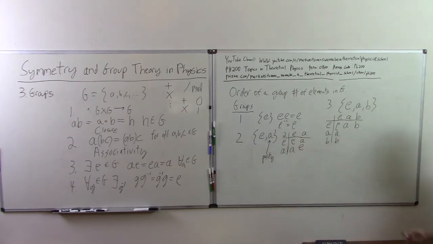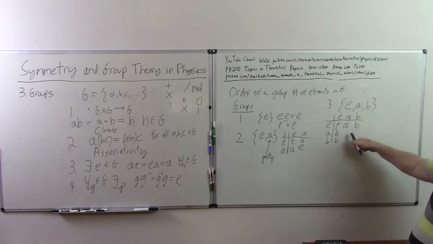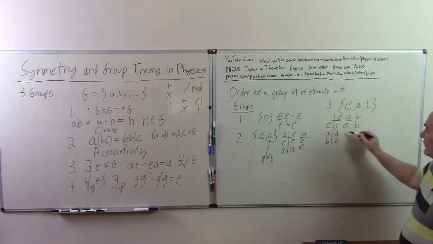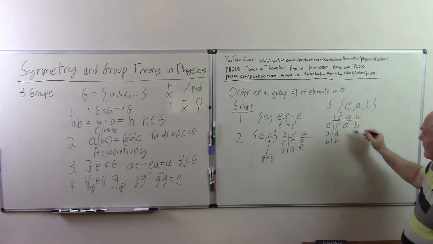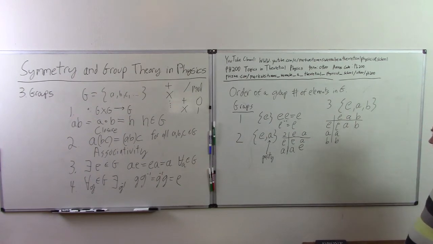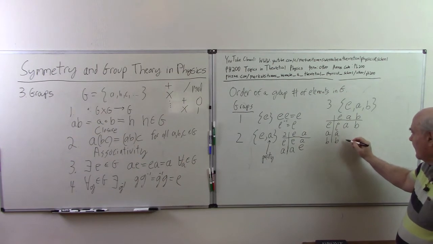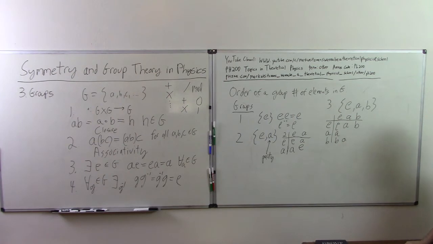Okay, so what we have to do is fill in these rows in a way that's consistent. And what I now want to claim and show you is that we can never have two elements that are the same in the same row or the same column. So let's say, for instance, I tried to put an A here. What's the problem?